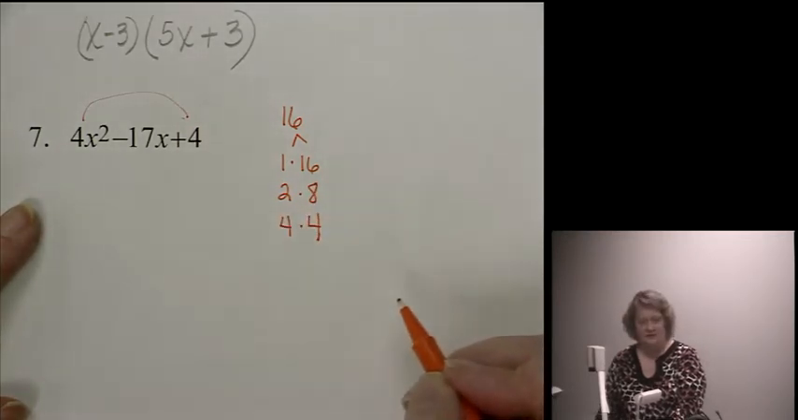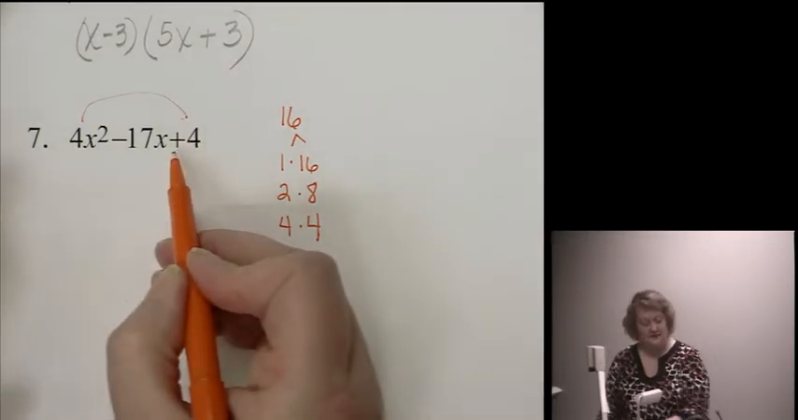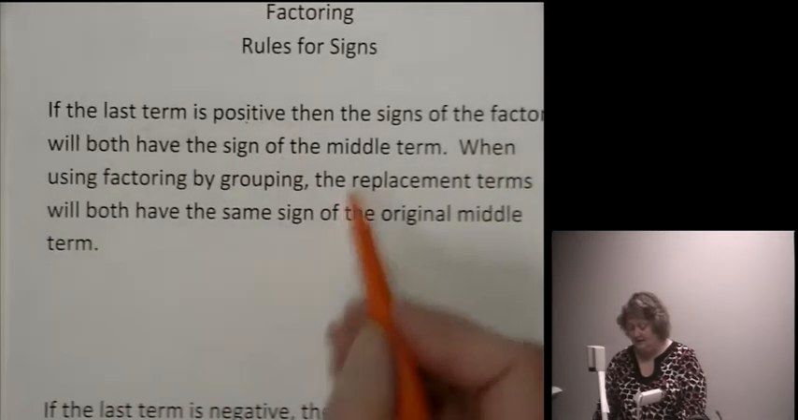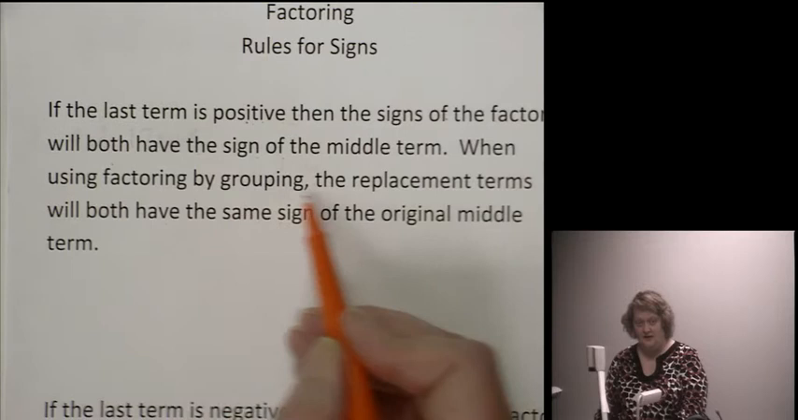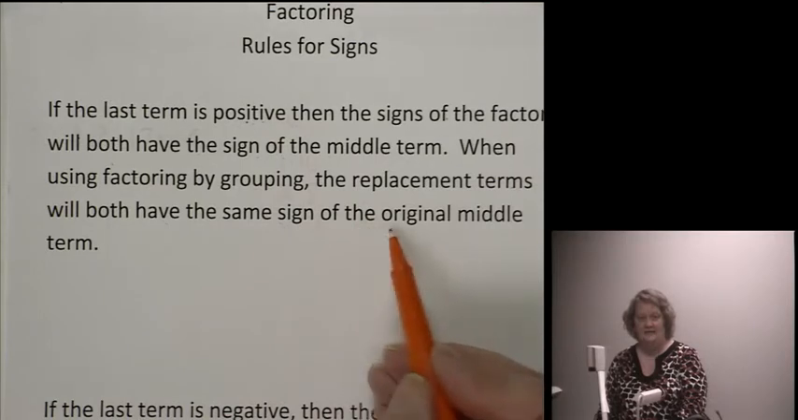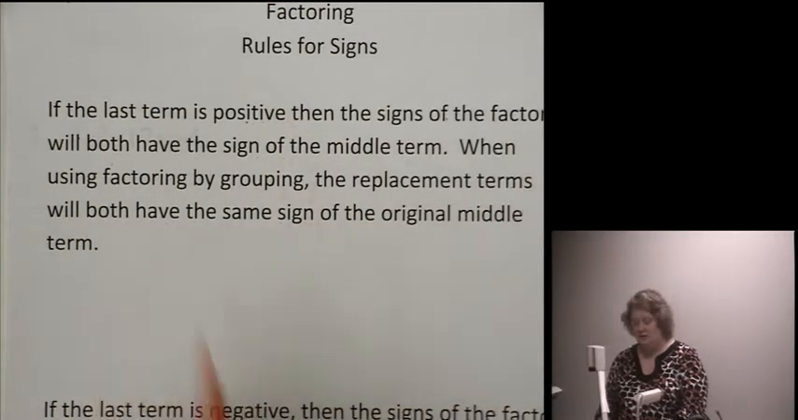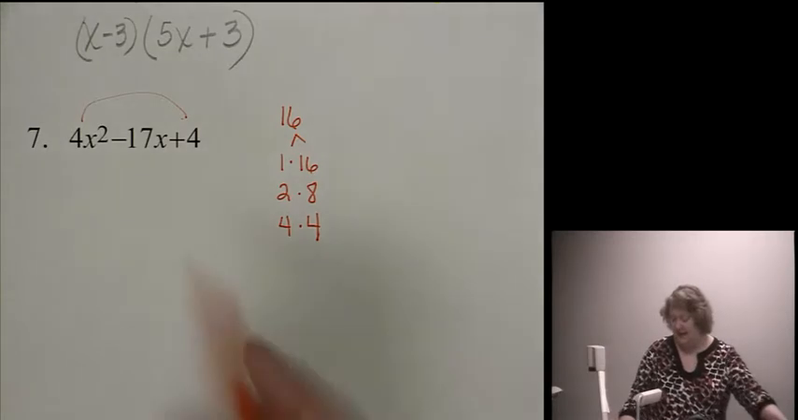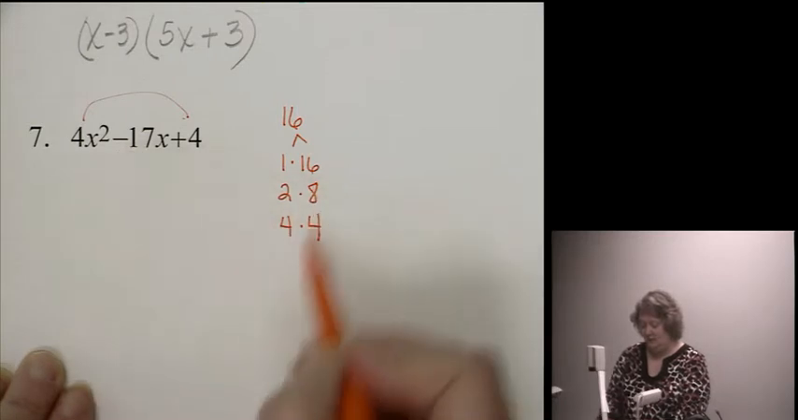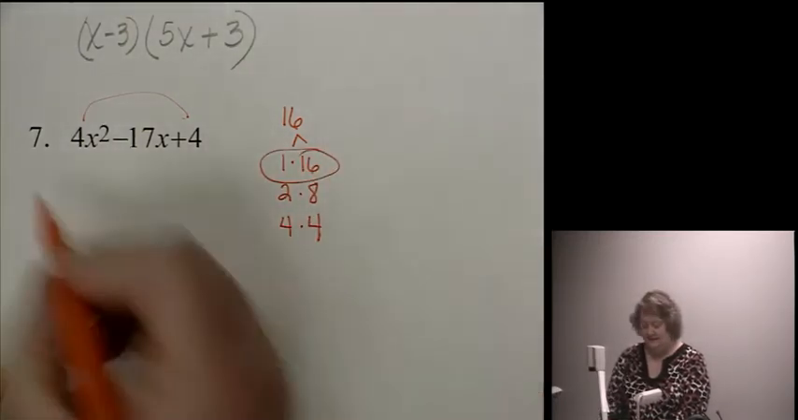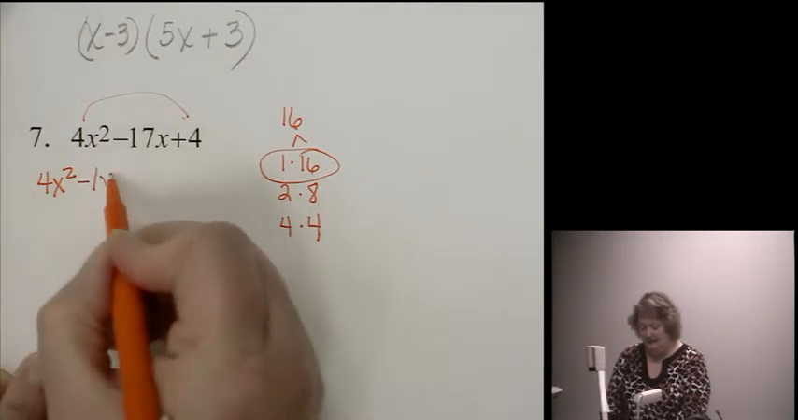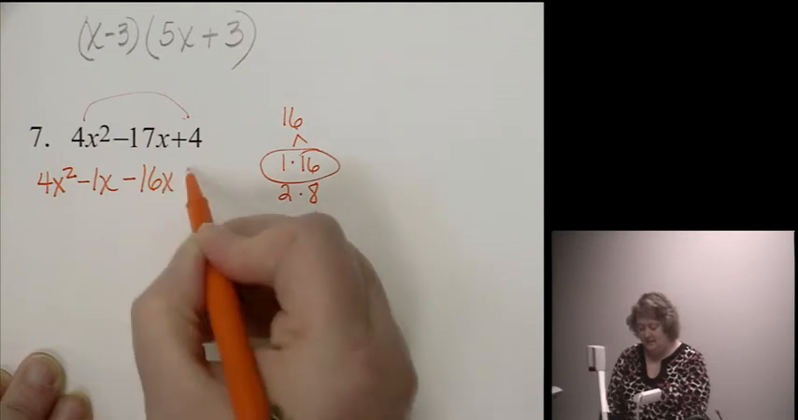And of those factors, which one of these, and again, this one's positive. So remembering our rules, if that last term is positive, when using factoring by grouping, the replacement terms will both have the same sign as the original middle term. So we're going to look for both of these to be the same as the middle. So both of these will be positive, and they'll add to be 17. Well, that's going to be 1 and 16. So we're going to get 4x squared minus 1x minus 16x plus 4.